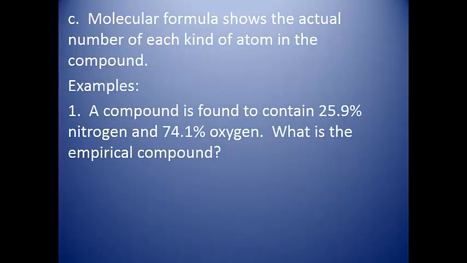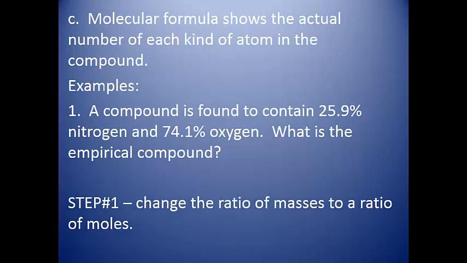Okay, so we're going to look at nitrogen and oxygen, and nitrogen and oxygen can combine in many different ways because they're two nonmetals. So we could have nitrogen monoxide, we could have nitrogen dioxide, we could have multiple combinations. And so we're going to look at an empirical formula and just get an idea of what the lowest ratio is for nitrogen and oxygen to combine. We have 25.9% nitrogen and 74.1% oxygen.